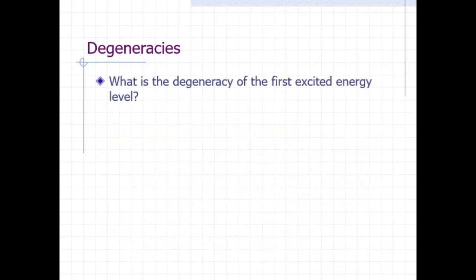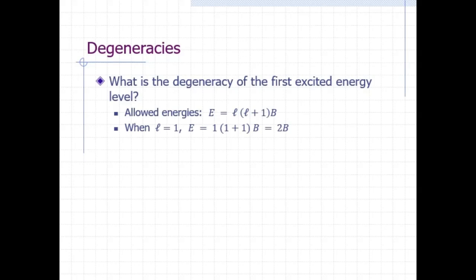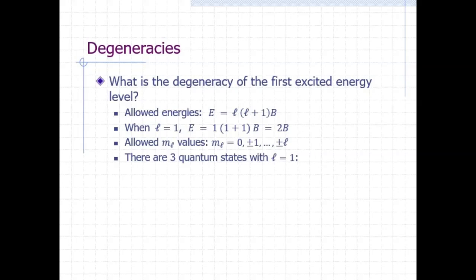What is the degeneracy of the first excited energy level? The formula for allowed energies is L times L plus 1 times the rotational constant B. And the first excited energy level, with quantum number L equal to 1, is 2B. Recall that for a particle on a sphere, a state is defined by two quantum numbers, L and m sub L. And that for a given L, the allowed values of m sub L are integers from negative L to positive L. So, for L equals 1, there are three possible quantum states.